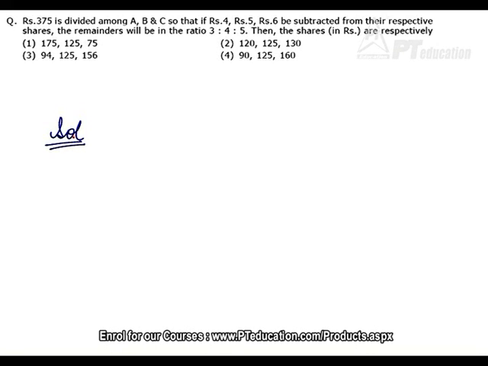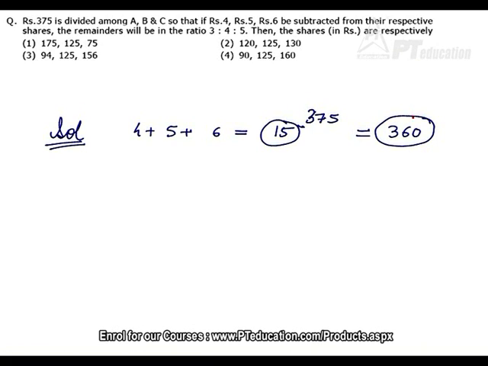Rupees 375 is divided among A, B and C, so that if 4, 5 and 6 be subtracted, 4 plus 5 plus 6 is 15. So in all, rupees 15 was subtracted. Now rupees 15 was subtracted from what? From 375. So 375 minus 15, so you are actually left with 360. And out of this 360, he says that the remainders were in the ratio 3:4:5.